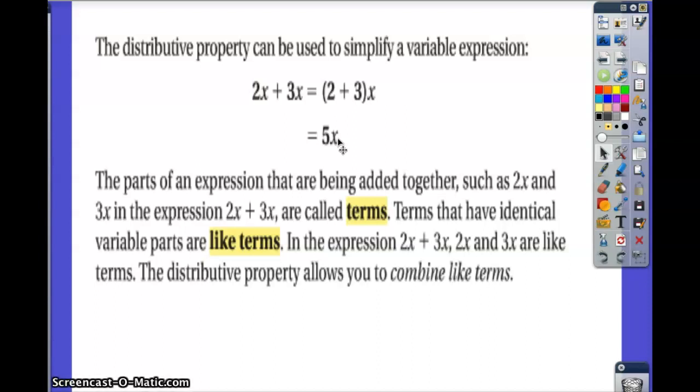The parts of an expression that are being added together, such as 2x and 3x in the expression 2x plus 3x, are called terms. Terms that have identical variable parts are called like terms. So 2x plus 3x would be like terms. In the expression 2x plus 3x, 2x and 3x are like terms. The distributive property allows you to combine like terms. Okay?